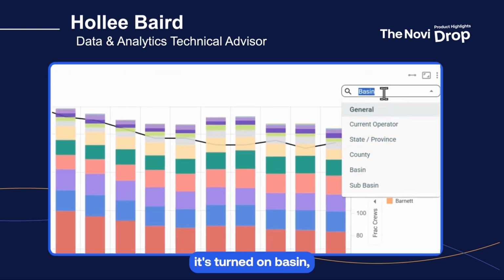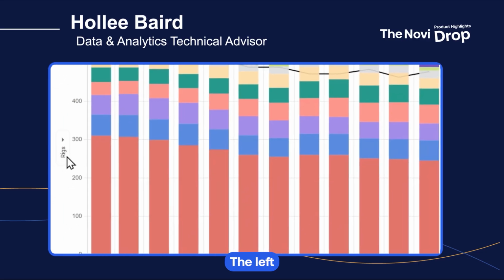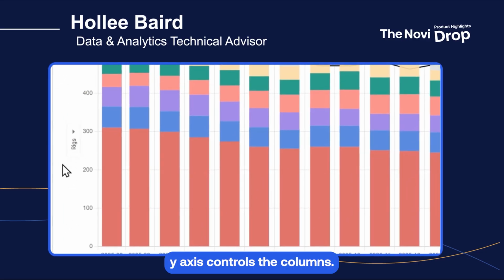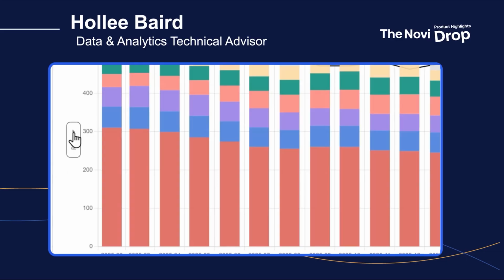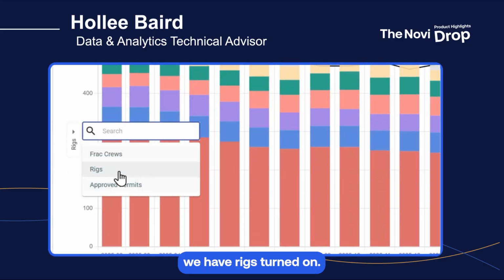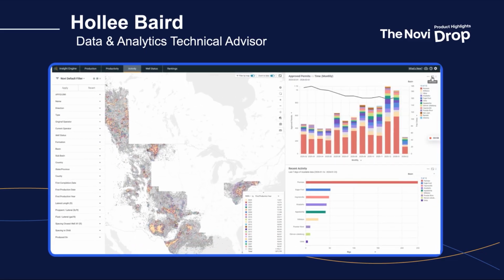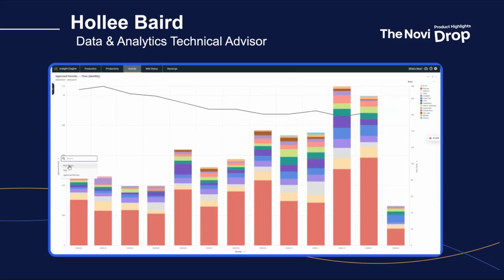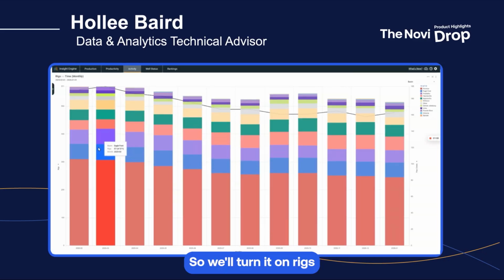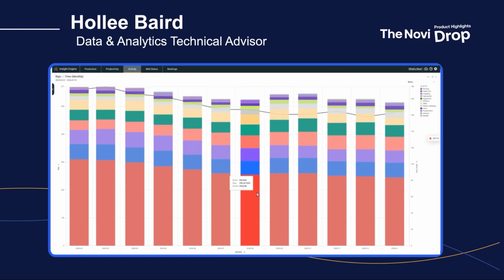Right now, it's turned on basin, but you're able to select operator, state, county, or even sub-basin. The left y-axis controls the columns. So right now we have rigs turned on. We can select that to approved permits or frac crews. So we'll turn it on rigs right now to see trends with drilling over time.